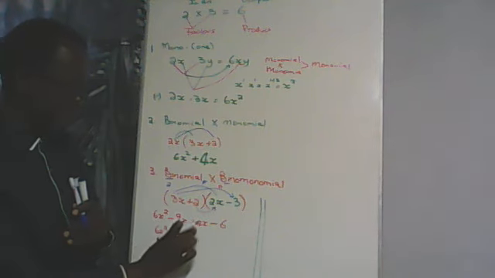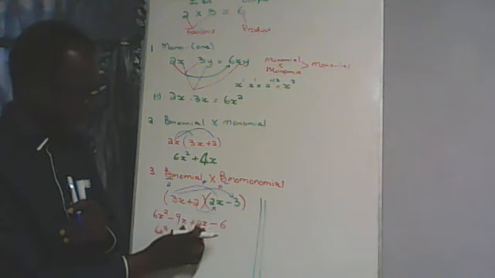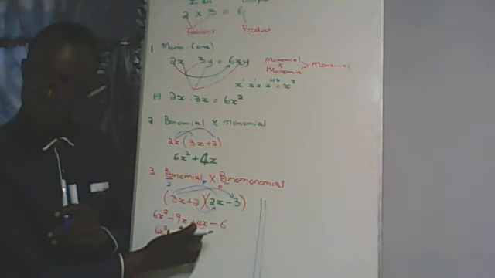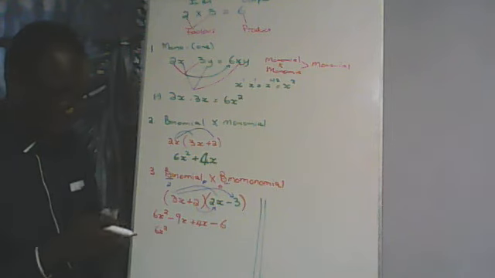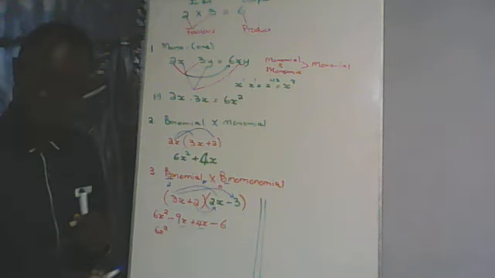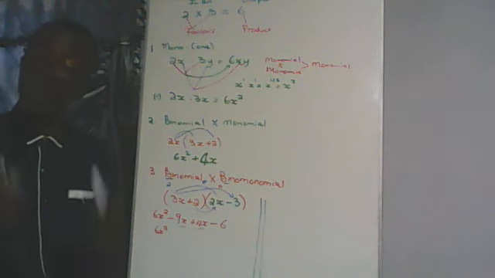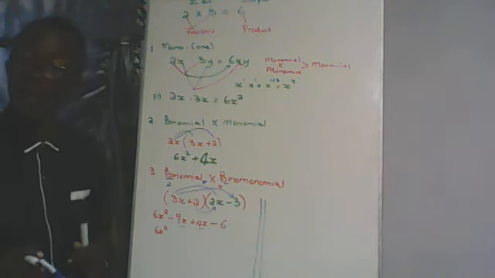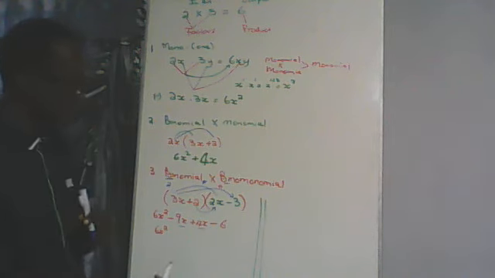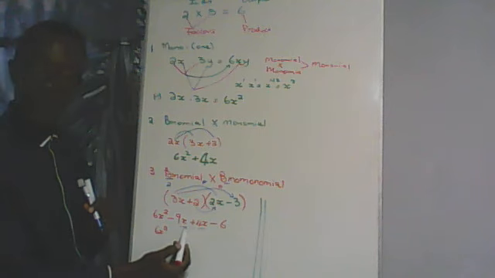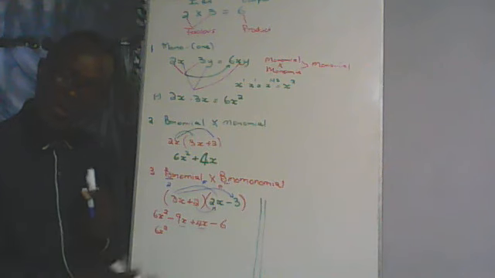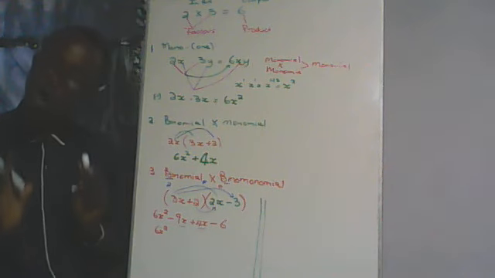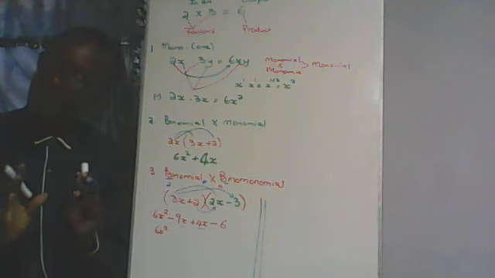Negative 9x, positive 4x. Oh, these are x's. So when you have these, they are called like terms. This and that are like terms because they have the same literal coefficient, the same variable. Yes, they are like terms.